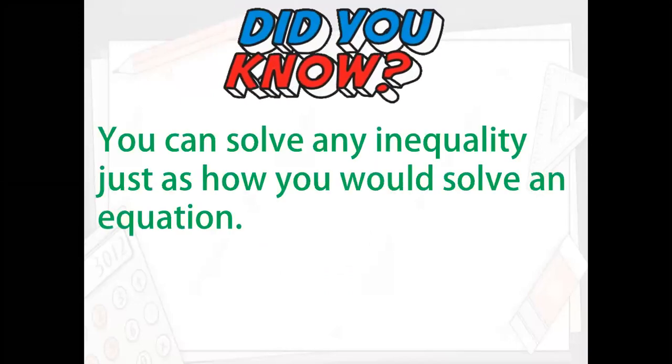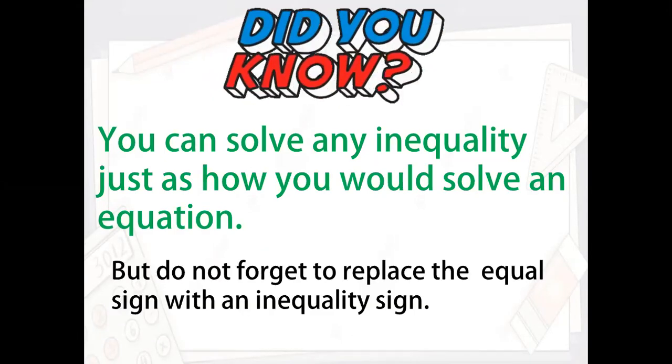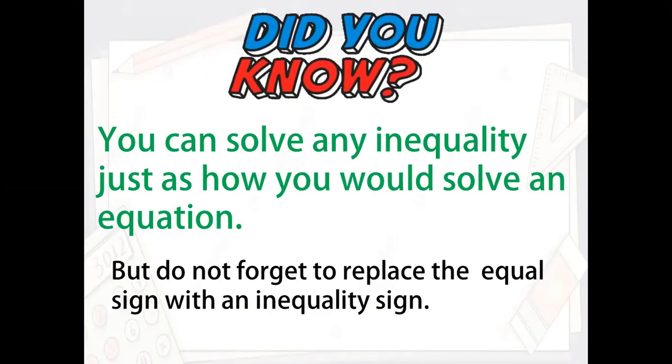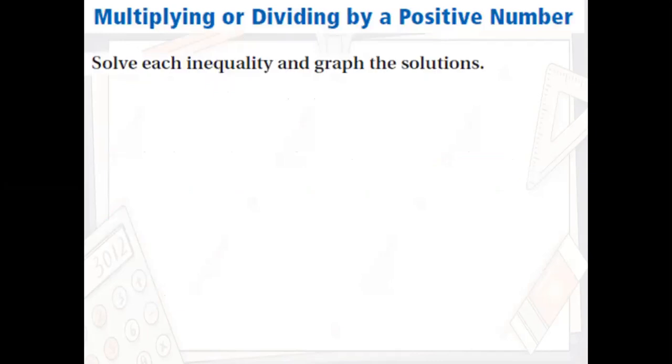This we already know. You can solve any inequality just as you would solve an equation, but replace the equal sign with the inequality sign. So the first example is: solve each inequality and graph the solution. The inequality says 3x is greater than negative 27.